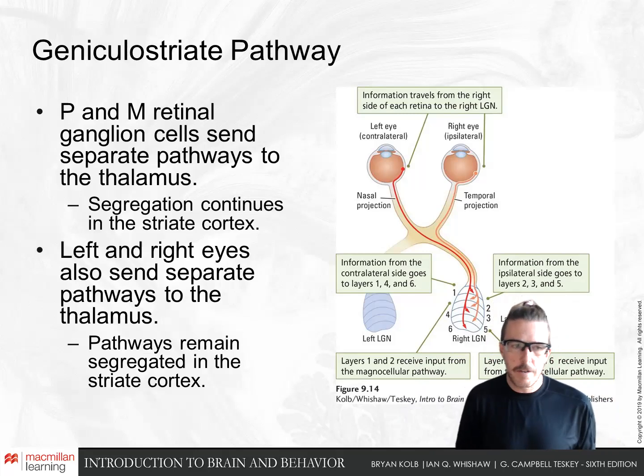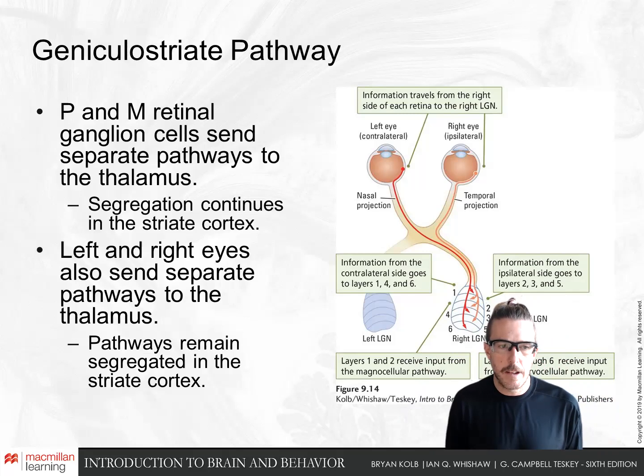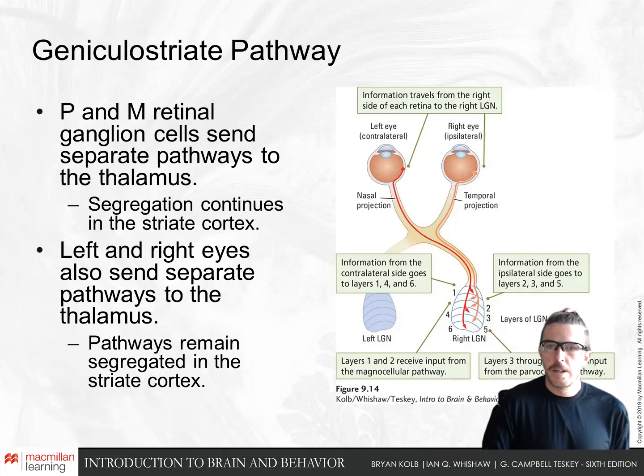So the left and the right eyes are sending separate and related images to the thalamus. So here we can see the right half of each eye, the nasal left eye and the temporal right eye, both projecting to the right LGN and projecting to different layers of the LGN as well.